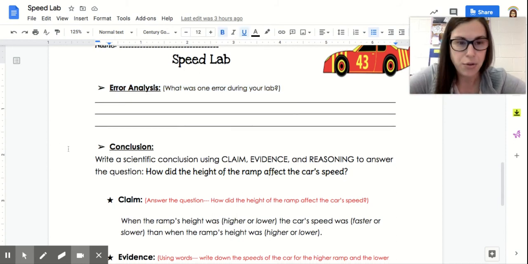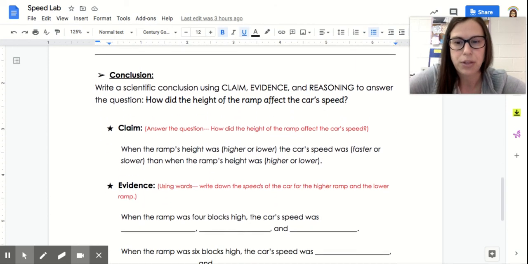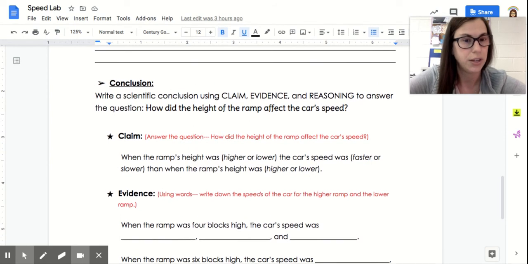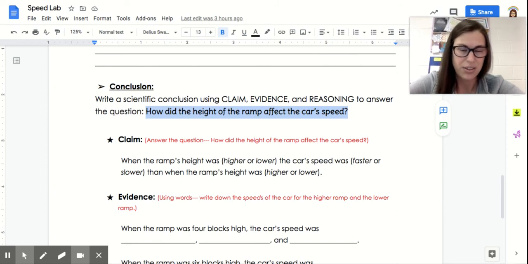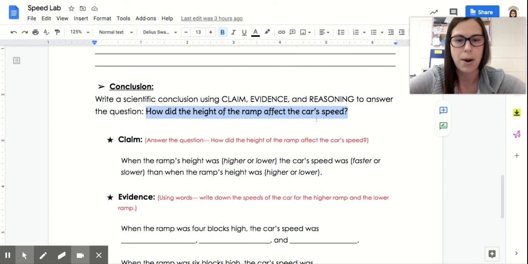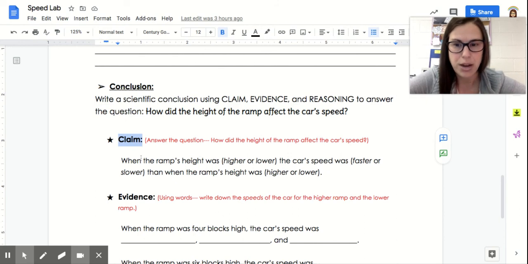After you have that, you need to write your scientific conclusion. So write a scientific conclusion using claim, evidence, and reasoning to answer the question: How did the height of the ramp affect the car's speed? So now we have to look at our data. Well, how did the speed change when the ramp got higher? How did the speed change when the ramp was lower? Your claim, it answers that question. How did the height of the ramp affect the car's speed?